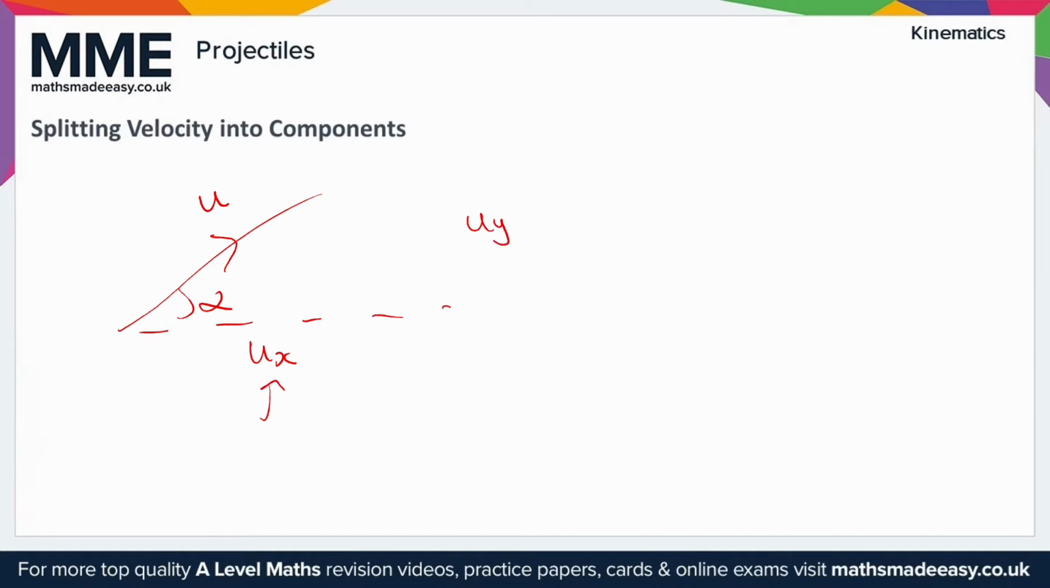This is the x component or the horizontal component of u. This is the y component or the vertical component of u. So how could we work them out? Well, it's going to use SOHCAHTOA.